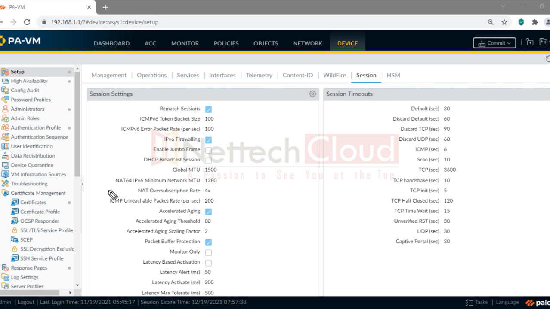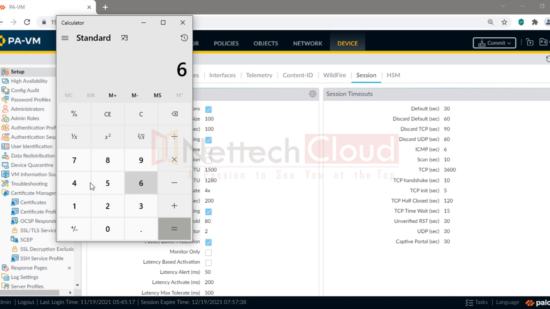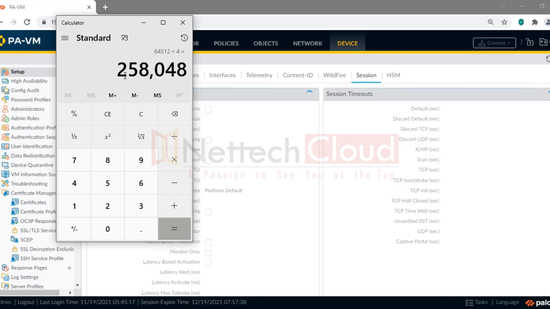All right. So see here, the NAT oversubscription rate is 4x now. It means 64,512 multiplied by 4. So the total number of concurrent connections should now be 258,048, right? So the IP and port pair will be used 4 times. In one simple sentence, you can say that NAT oversubscription in Palo Alto Firewall means increasing the number of concurrent sessions, or reusability of IP address and port.